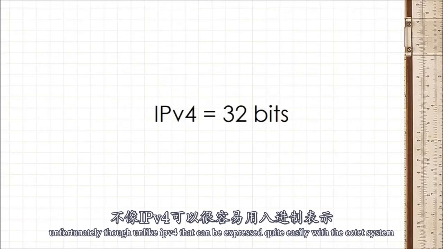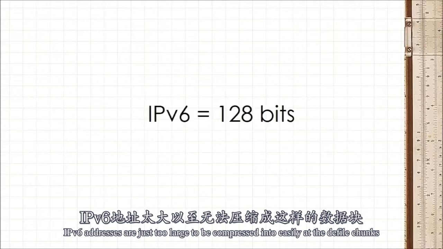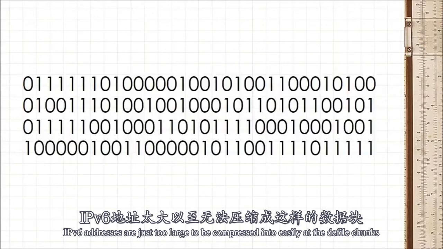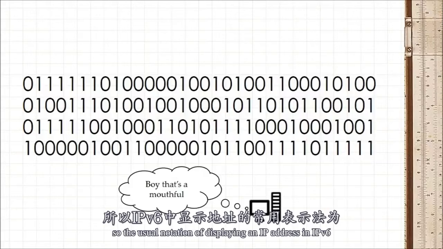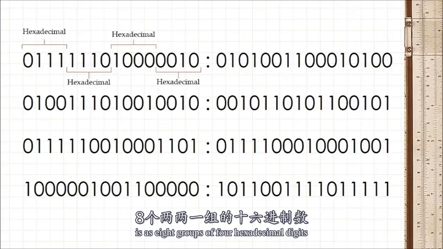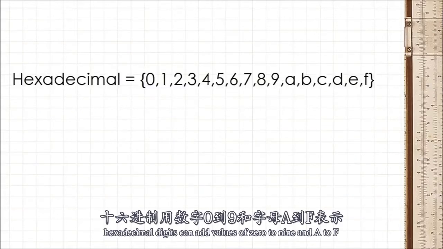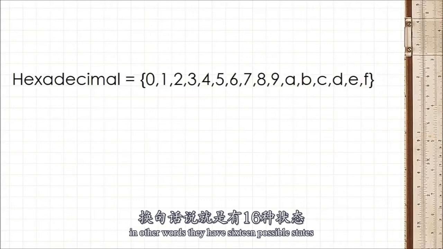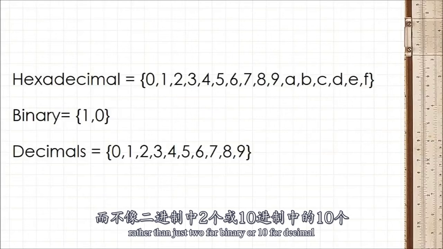Unfortunately though, unlike IPv4 that can be expressed quite easily with the octet system, IPv6 addresses are just too large to be compressed into easily identifiable chunks. So the usual notation of displaying an IP address in IPv6 is as 8 groups of 4 hexadecimal digits. Hexadecimal digits can have values of 0 to 9 and A to F. In other words, they have 16 possible states rather than just 2 for binary or 10 for decimal.